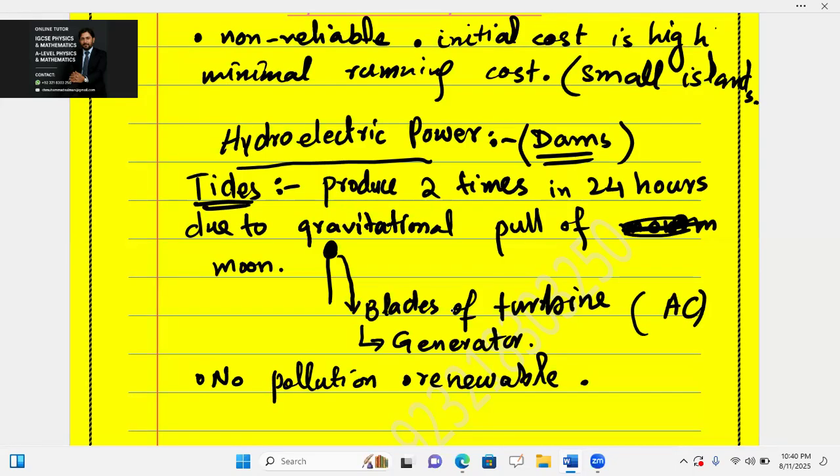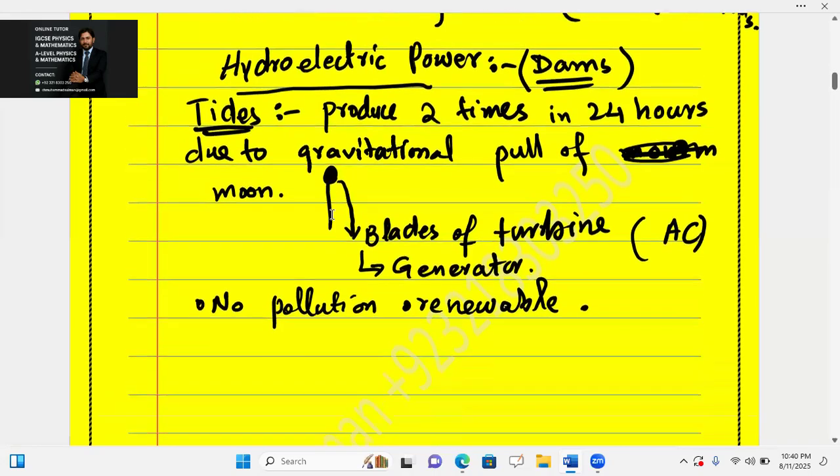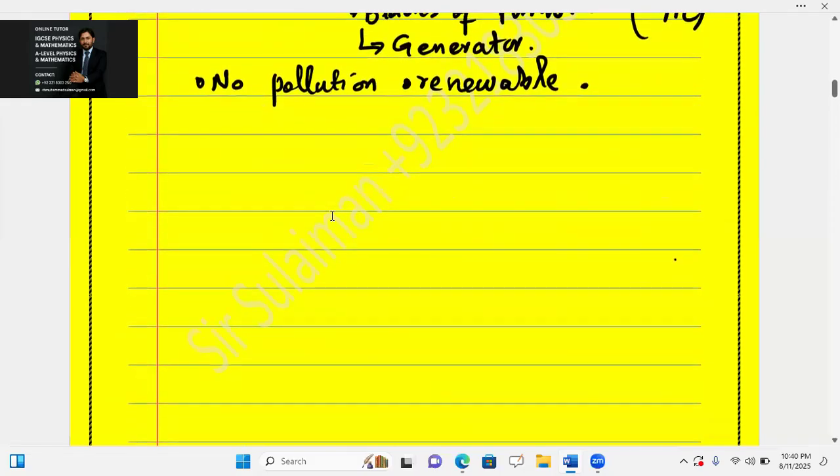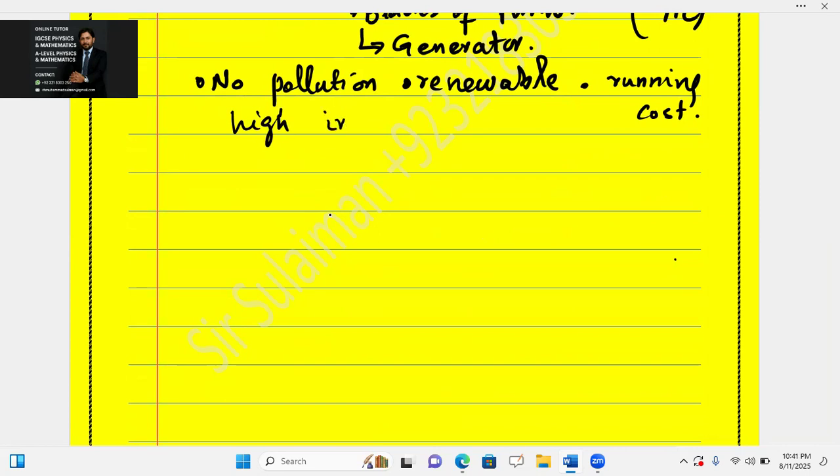So the remaining points are just like waves; we can consider them like waves. They are a little bit unreliable, and they have running costs and a high initial cost. So these are the drawbacks. High initial cost is also there for hydroelectric power plants.